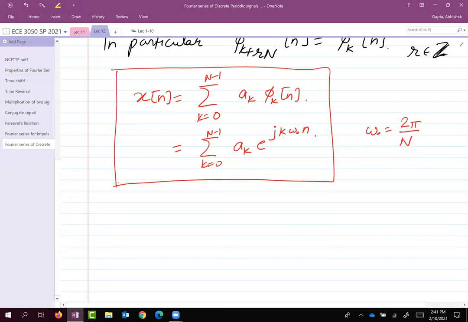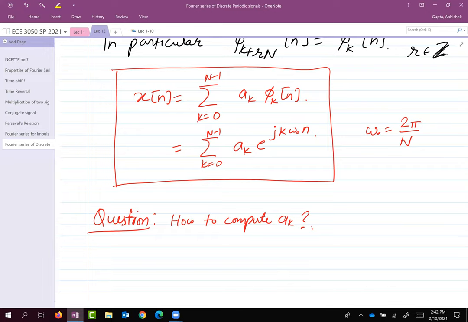Now, once again, we are faced with the challenge, which is how to compute a k. We had the same challenge in the continuous time Fourier series, and we are faced with the same challenge here as well. And the idea is extremely similar to what we had discussed earlier: you compute the value of a k by taking, well, in this case it's not an integral, so it'll be a summation, with phi minus k of n, just like we did in the continuous time case.